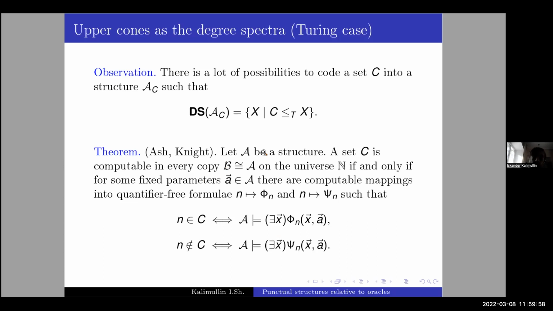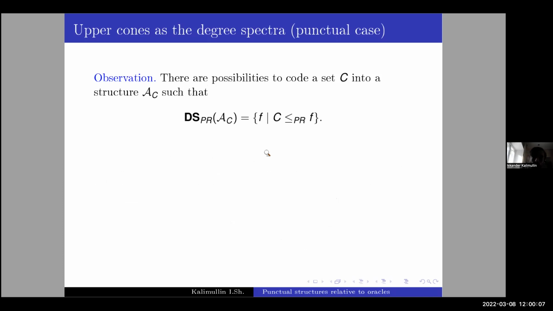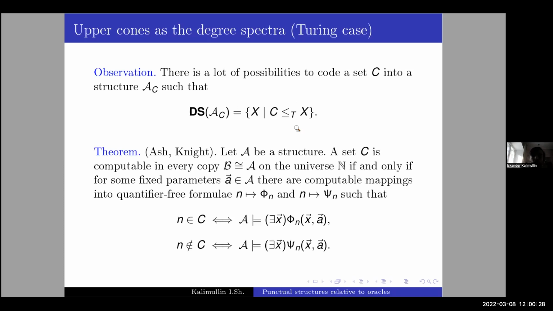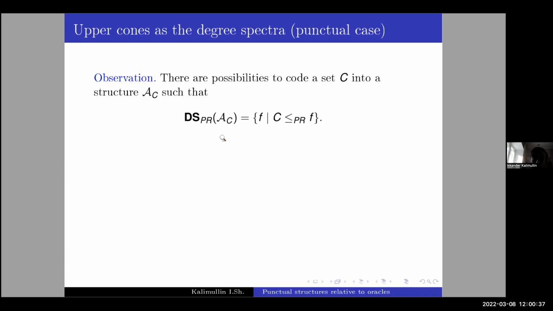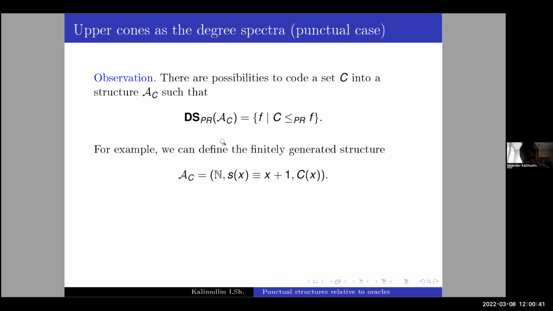And it is interesting that we have some analog in the punctual case. Of course, again, we have some possibility to code a set into a structure. So we can have upper counts of PR degrees. Maybe not all possibilities to code a set which we used here can be adapted for PR, but some of them surely can be adapted. The most simple way is just take the structure on the set of natural numbers, we add the successor function, which is just x plus 1, and the set C, the original set C, we consider as a unary predicate.